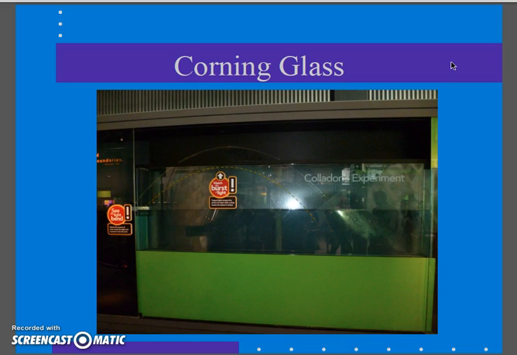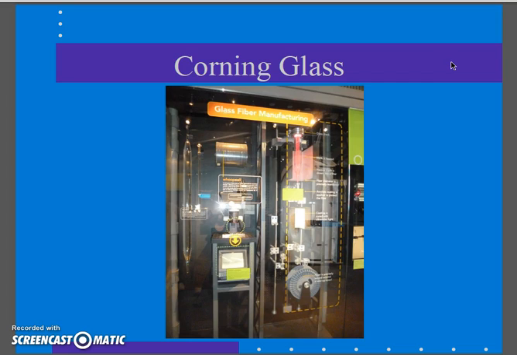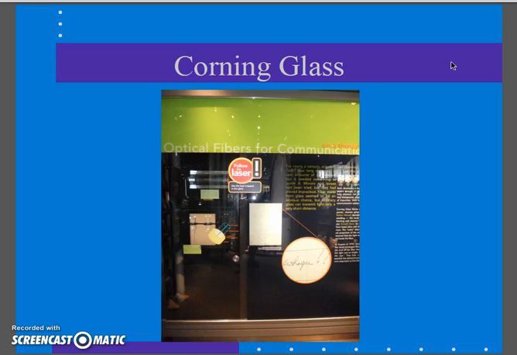They have the Colladon experiment there. That's the Tyndall experiment. There's a jet of water where they're shooting blasts of light through it, and you can see the light go through the jet of water or the fountain of water. They also have a display showing how fiber optic is produced. Again, I have a video on this a little bit later.